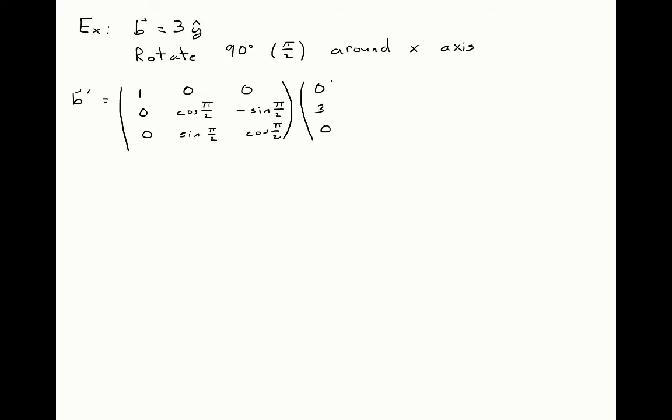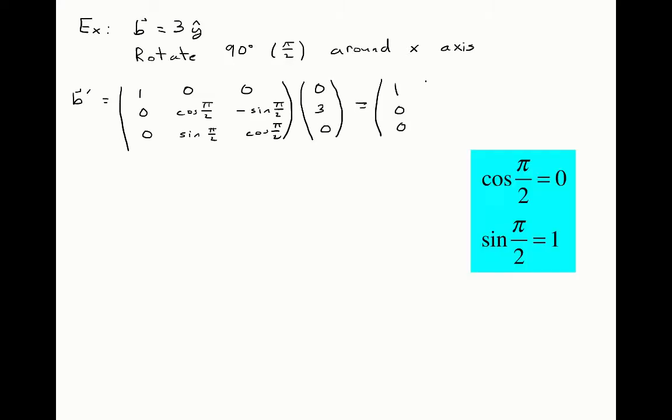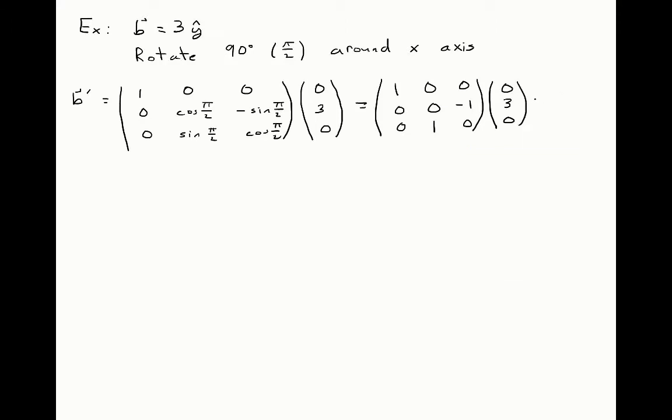And it just has a y component. So cosine of pi over 2 is 0, sine of pi over 2 is 1. Lots of zeros in this multiplication. So what you'll get if you work this out is 3z hat.